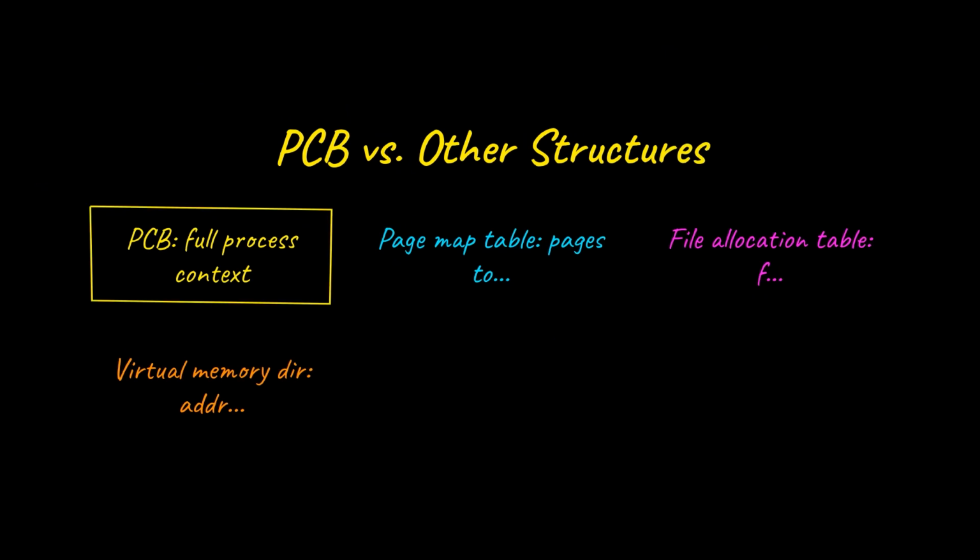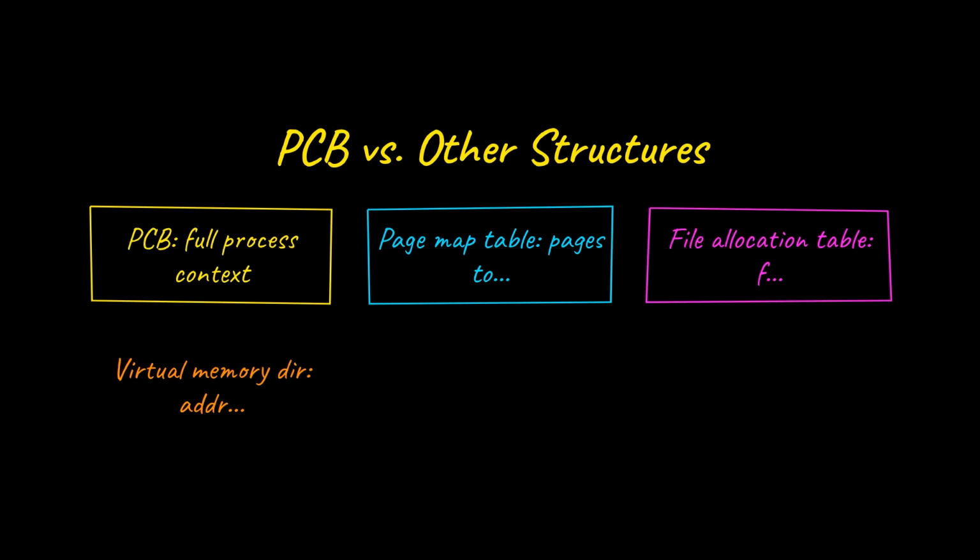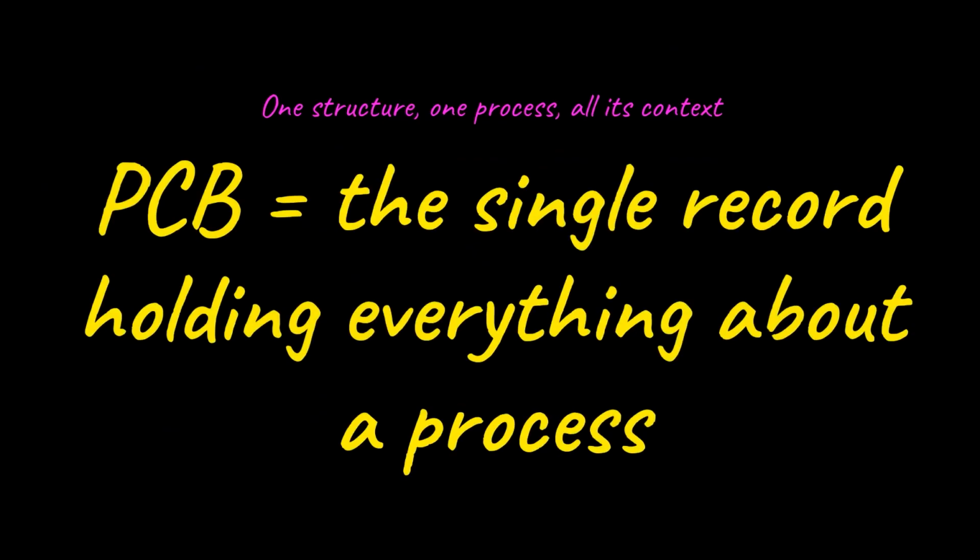The process control block is often confused with other OS structures. A page map table only maps virtual pages to physical frames. A file allocation table tracks where files sit on disk. A virtual memory directory concerns address translation. None of them stores the complete process context, only the PCB does. Whenever you see a question about a structure that stores program counter, registers, state, and memory details together, that is the process control block, the cornerstone of scheduling and context switching.